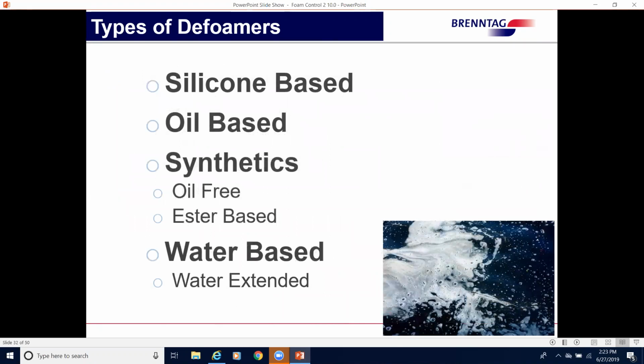So here's the different types of defoamer chemistries readily available. We have the silicone-based, the oil-based, synthetics, both oil-free and ester-based, and the water-based products.